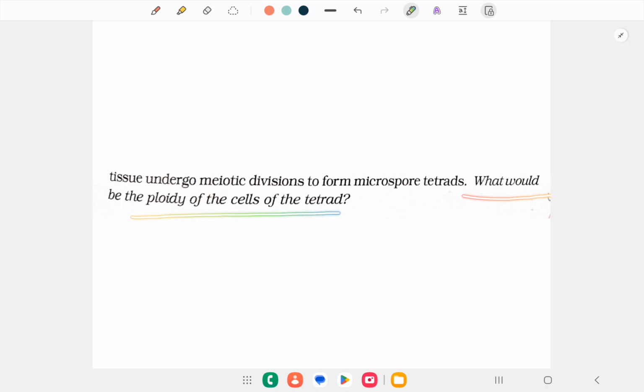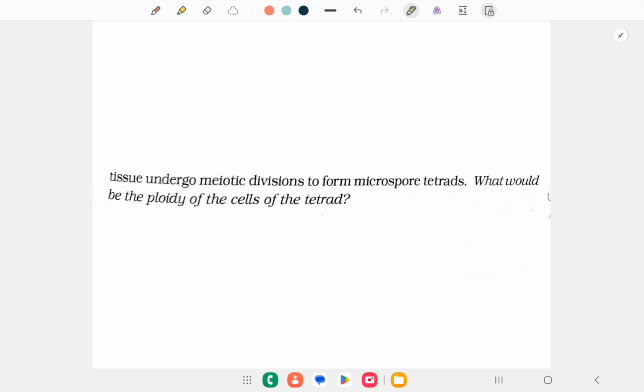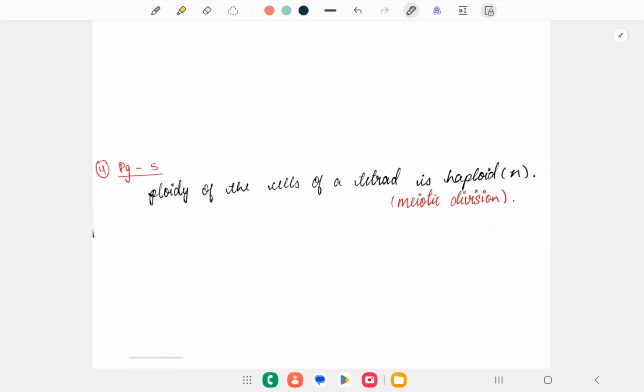Moving on to the next question, which is on page number 5 itself. It says: what could be the ploidy of cells of a tetrad? Basically, when the microspore mother cell undergoes meiosis, we get 4 cells. When meiosis happens, obviously the ploidy will be n, and the number of chromosomes will be reduced to half. A structured answer would be: the ploidy of the cells of the tetrad is haploid.